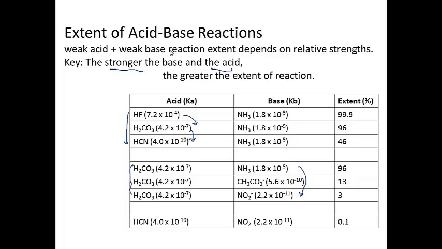That means if you have a reaction between a very weak base and a very weak acid, it shouldn't go very far. And this last example shows that. HCN is a very weak acid. Ka is around 10 to the minus 10. Nitrite ion is a very weak base. Its Kb is around 10 to the minus 11, and it only goes to an extent of around 0.1%.